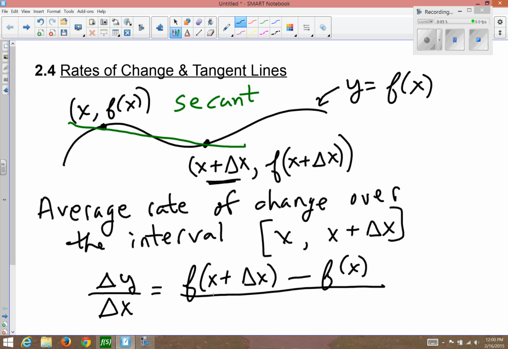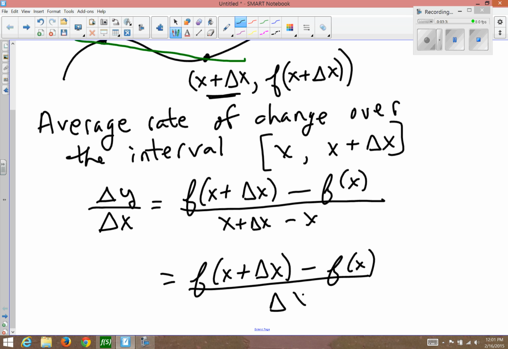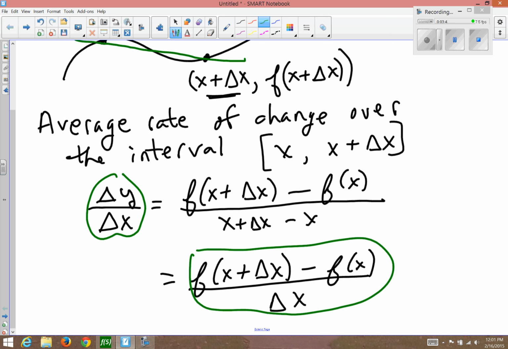In the denominator, we're going to subtract the x's. So I'm going to take x plus delta x minus the x over here, which of course is delta x. So it's f of x plus delta x minus f of x all over delta x. It's just the change in y divided by the change in x. That's what this is. It's the slope of a line. We also call the slope of this line the average rate of change over the given interval.